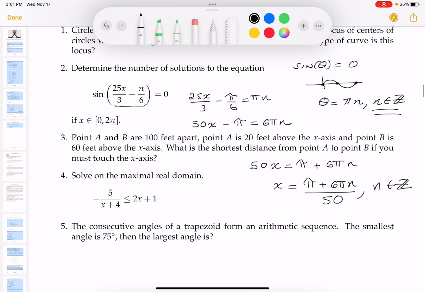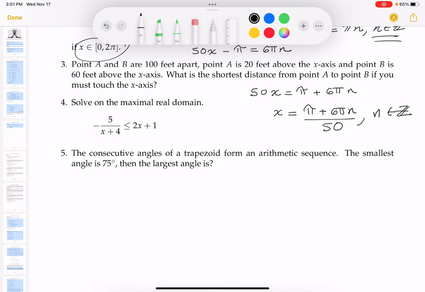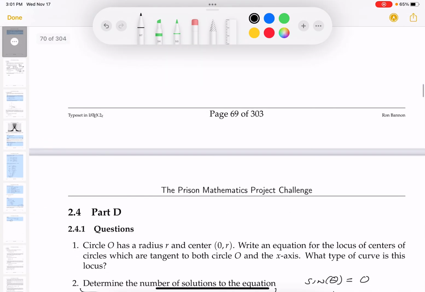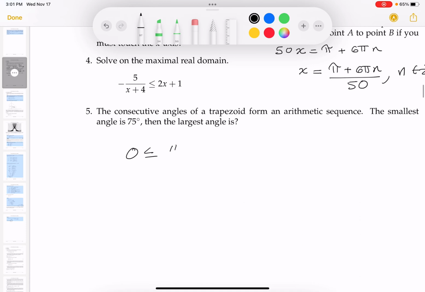What our question is: determine the number of solutions where x is between those two numbers. Well, I have to write that down now. So the x is between those two numbers. Let's be careful about this, all right? And pi plus 6 pi n over 50 is less than or equal to 2 pi.